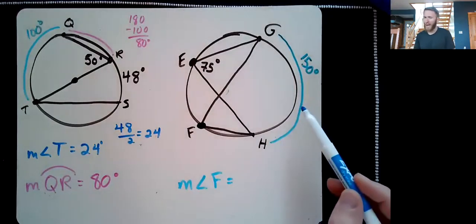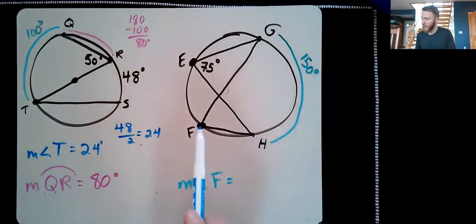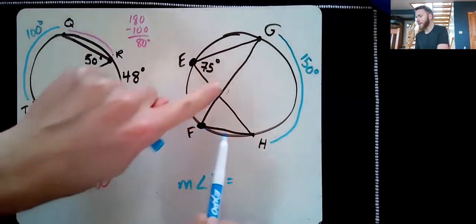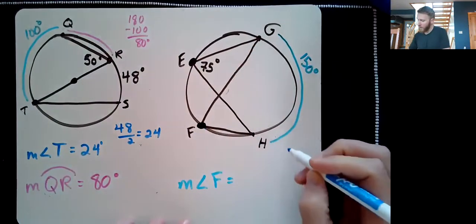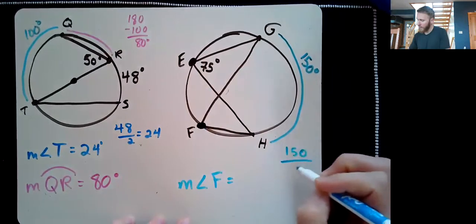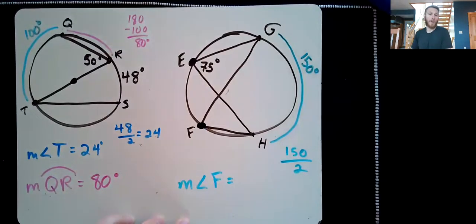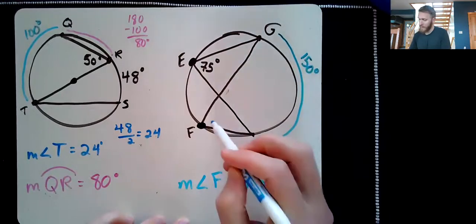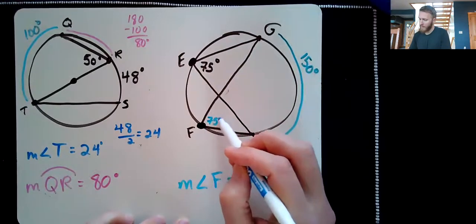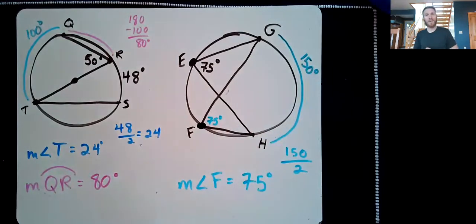But now I don't want to know arc GH. I want to know the measure of angle F. If I again extend those legs out, I see angle F intercepts the exact same arc, which is 150. So 150 divided by 2 is going to get me right back where I started at 75 degrees. This is a theorem. The fact that two inscribed angles intercept the same arc means they must be the same measure because they're half of the same arc.